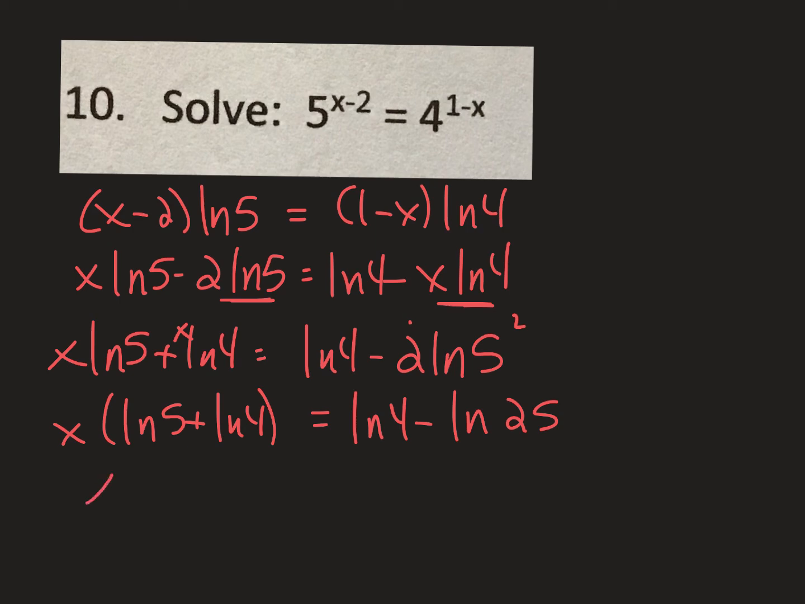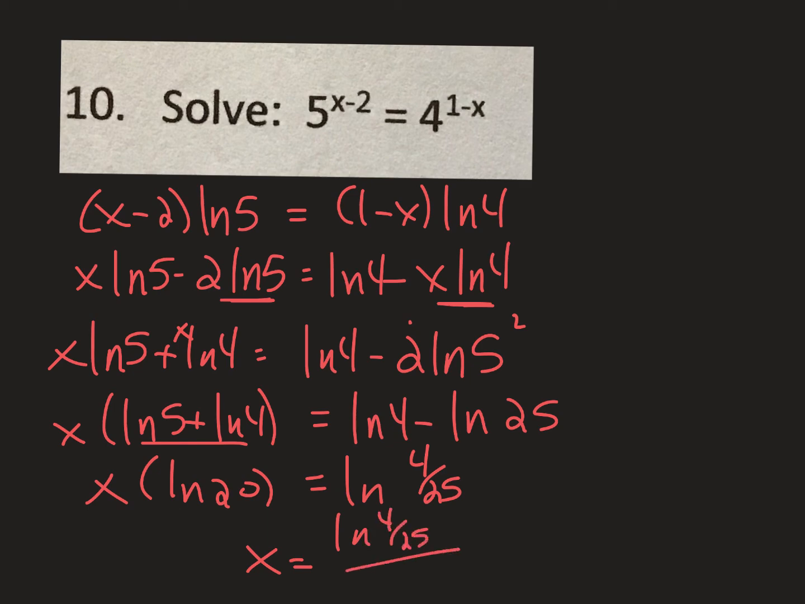One more. This next step is optional, but I think it really helps if you do it. My parentheses on the right-hand side has addition. Remember, when you do log addition, you really multiply. 5 times 4 is 20. Over here, I have subtraction. Subtraction means division, so it's really 4/25. So to solve for x, I'm doing natural log of 4/25 divided by natural log 20. And I'm just going to punch that in. And when I punch that in, I get negative 0.6117.